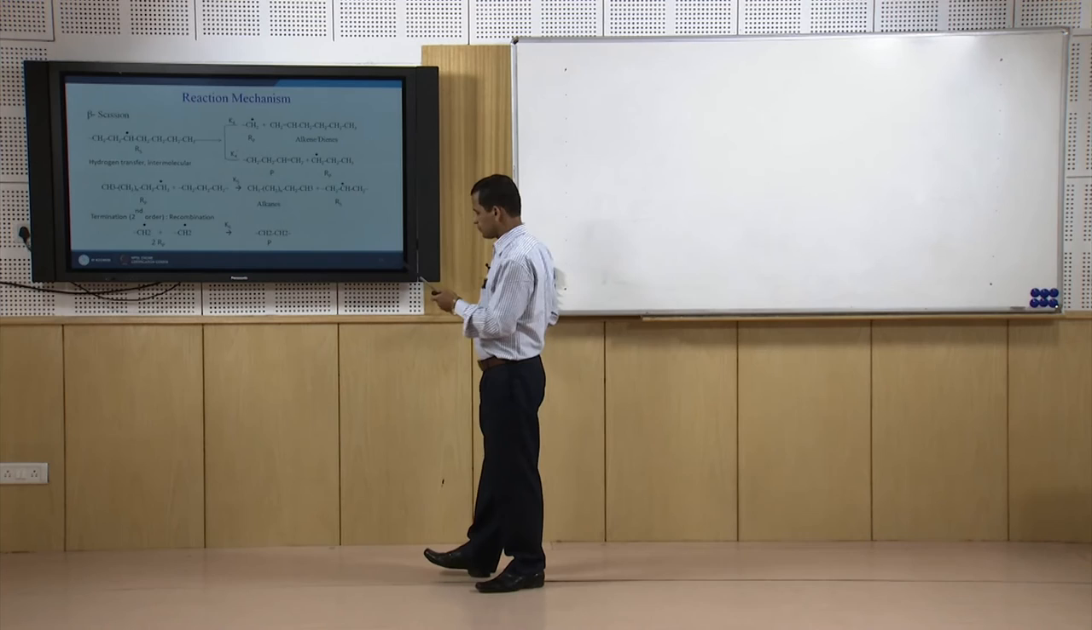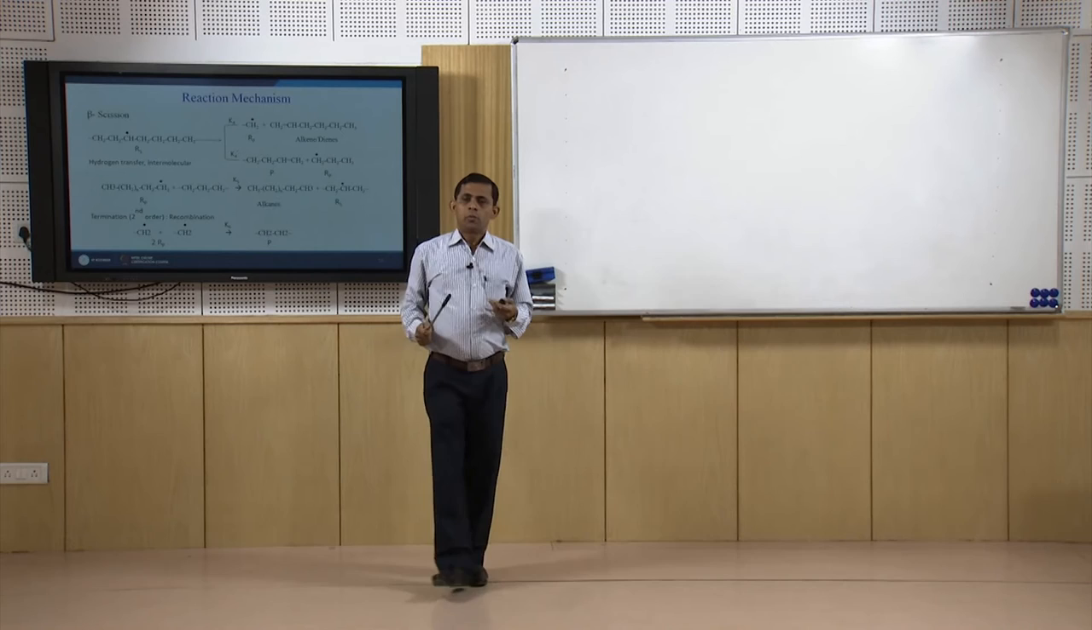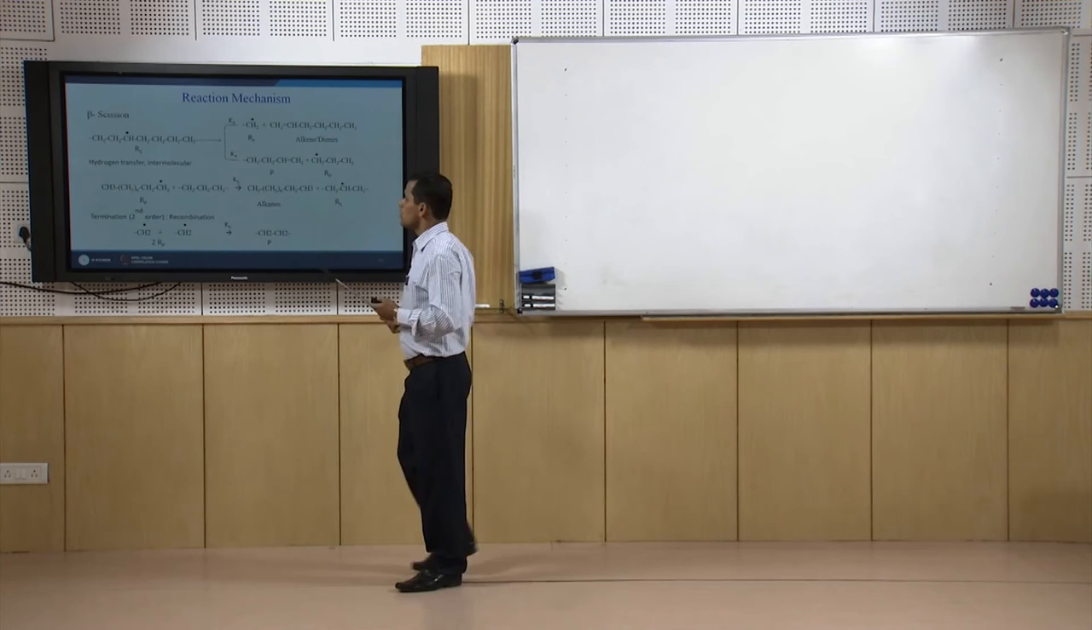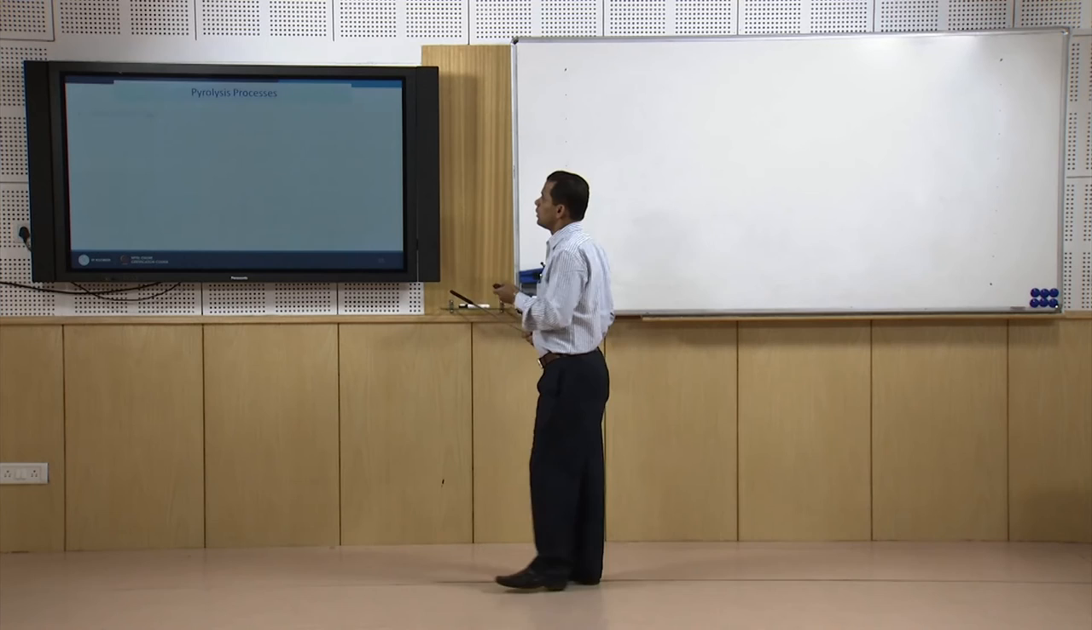But these reactions are shown with reference to polyethylene. If polypropylene, polystyrene or any other polymers are used, the reaction mechanism will be the same, but the products will be different. Now we will see how the pyrolysis process can be carried out.